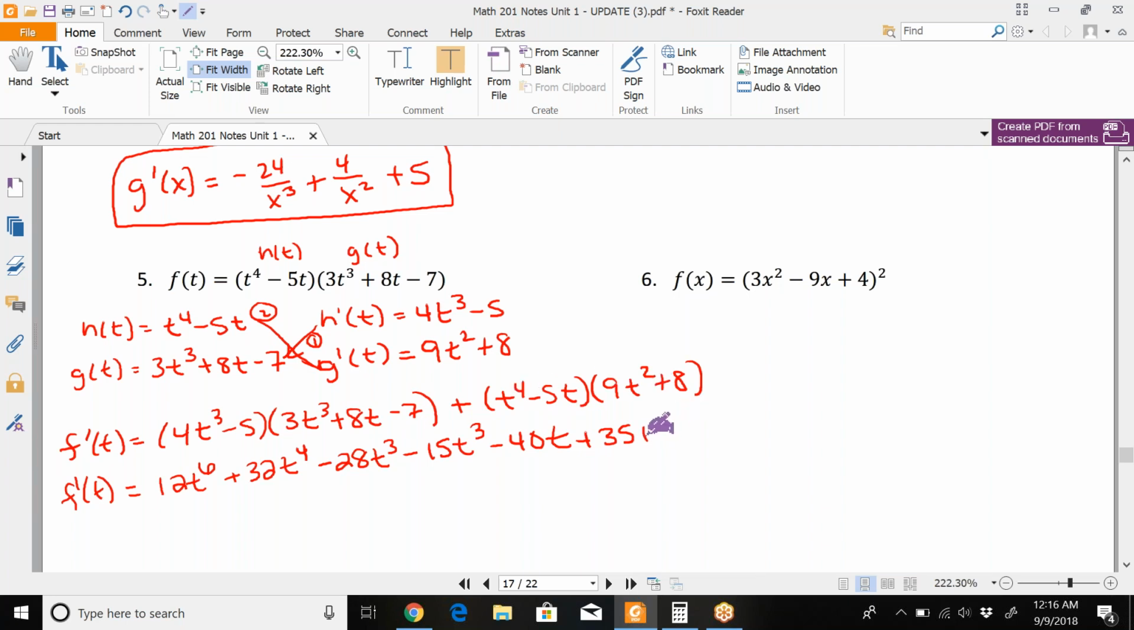T to the fourth times 9t squared is 9t to the sixth. T to the fourth times 8 is 8t to the fourth. I get a negative 45t to the third and a negative 40t. So in this scenario, it really would have been more beneficial to have just distributed it out at the beginning and done the power rule, but we want to show you that the product rule still works.